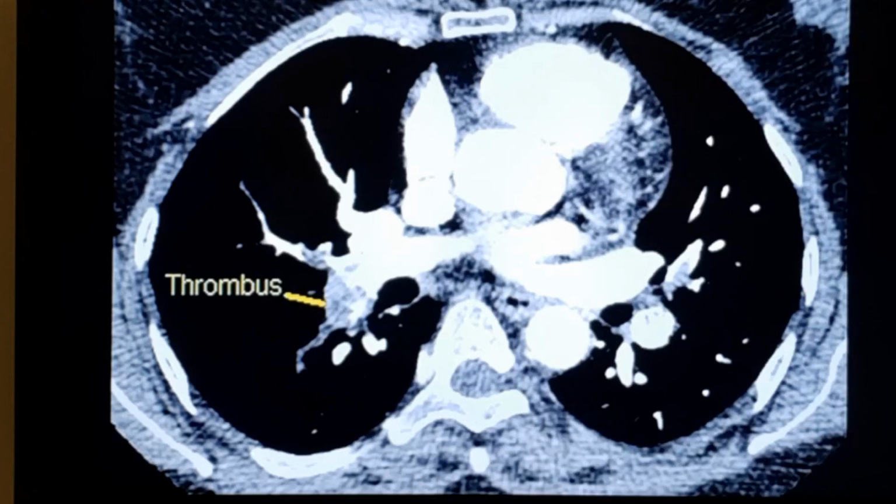CT pulmonary angiogram is quite sensitive and as mentioned is the gold standard for the diagnosis of pulmonary embolism. In fact, if CT pulmonary angio is negative, you can almost safely rule out pulmonary embolism. But there is a caveat. Occasionally, a recent thrombus can fragment, get dissolved, and go into the periphery so that it may not be seen like this. So that's a small caveat.